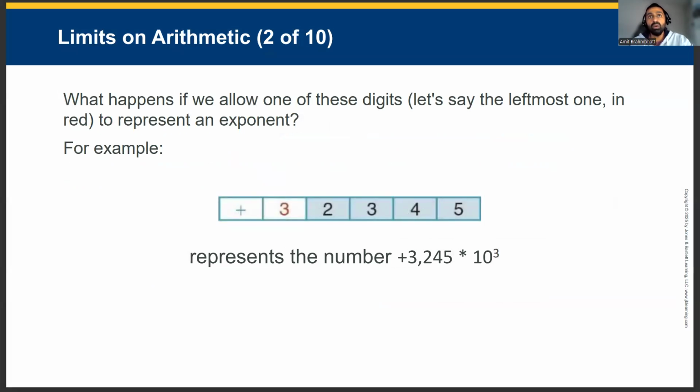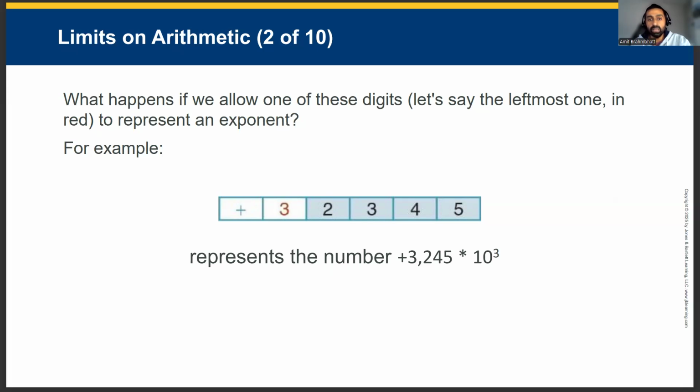What happens if we allow one of these digits, let's say the leftmost one in red, to represent an exponent? When we introduce scientific notation into computer arithmetic, we increase the range of representable numbers at the cost of fewer significant digits. In this slide, we imagine reserving one digit, such as the leftmost digit, to represent an exponent rather than part of the value.